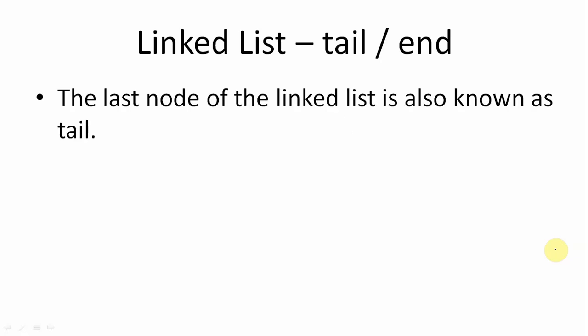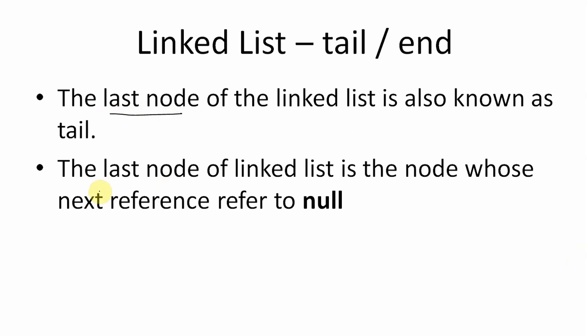Likewise, the start or head of a linked list can also contain a tail reference. The last node of the linked list is known as the tail of the linked list. The last node is the node whose next reference refers to null, meaning after that particular node there is no node, there's nothing after it.